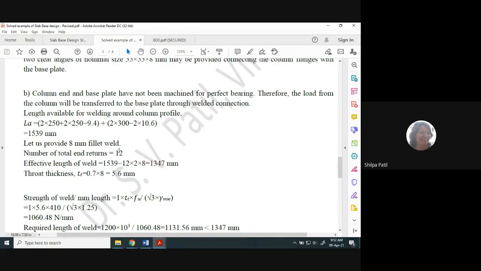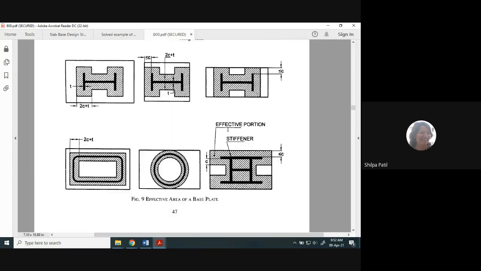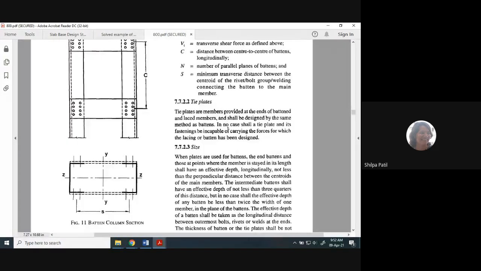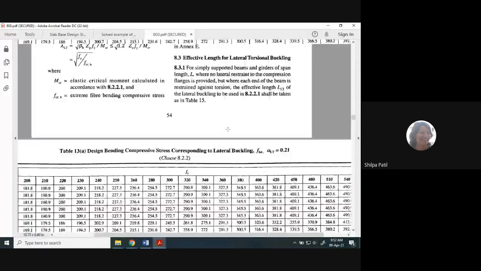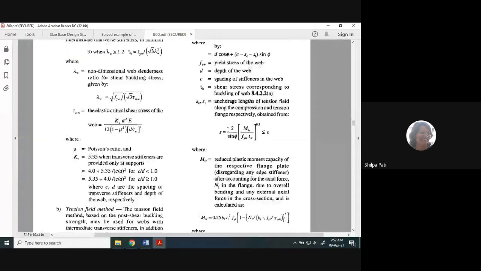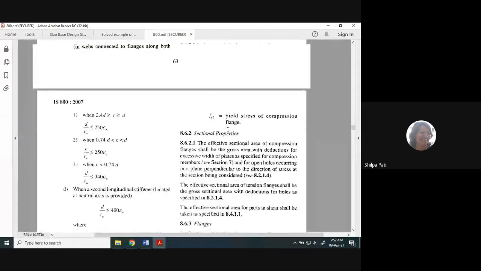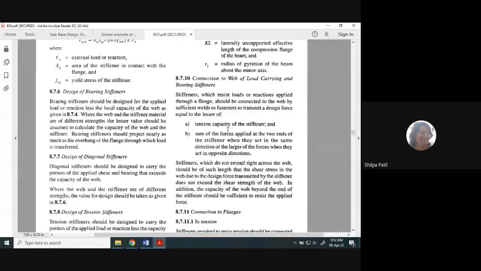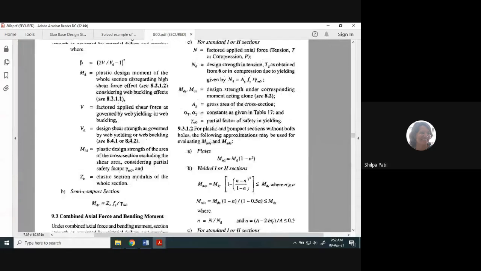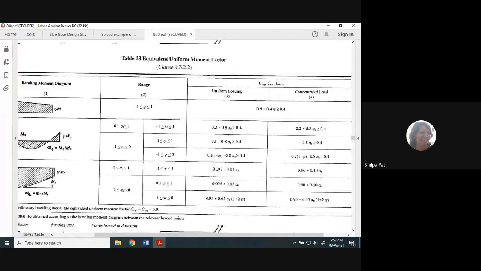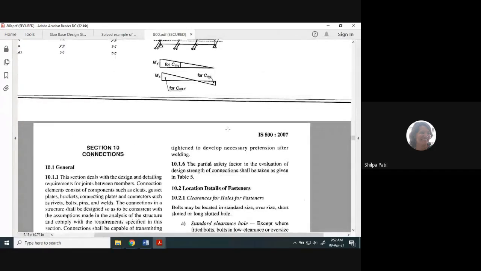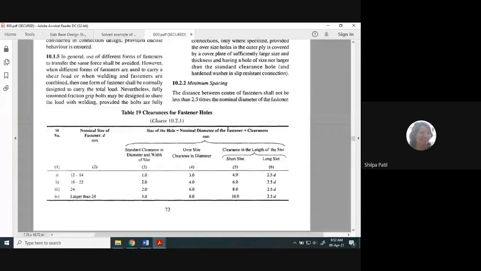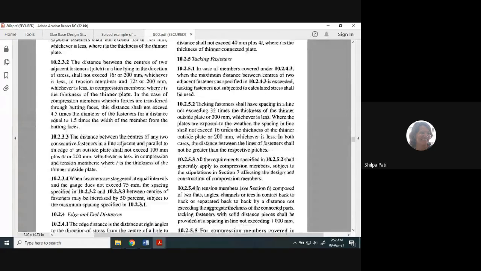Now when we consider the welding at end returns, there is a clause given in the code. So let us go to that clause first. I will open now the design of welded connection, and how the weld is provided at end returns is given there. When I want to find out the strength of the weld, I have to consider the effective length of the weld only. So I need to subtract these end return conditions from my total length of the weld.